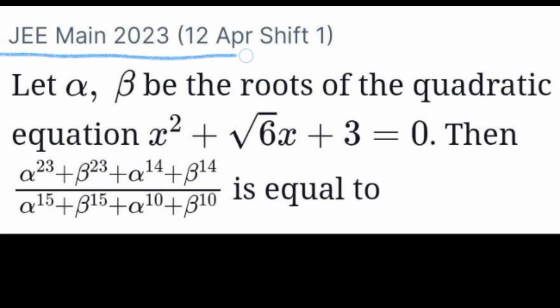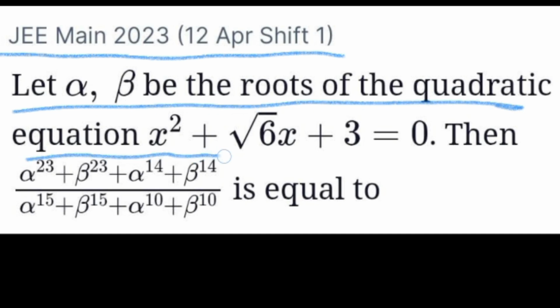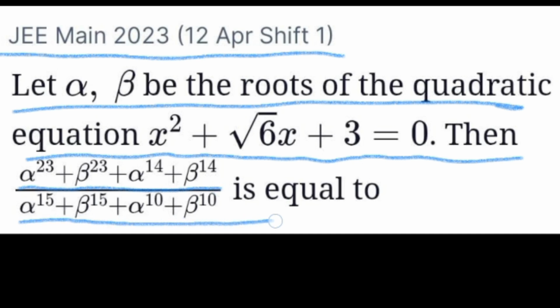JEE Mains 2023. So one bit, let alpha, beta be the roots of the quadratic equation x square plus root 6x plus 3 is equal to 0. Then alpha power 23 plus beta power 23 plus alpha power 14 plus beta power 14 by alpha power 15 plus beta power 15 plus alpha power 10 plus beta power 10 equals to. So find the value of alpha power 23 plus beta power 23 plus alpha power 14 plus beta power 14 by alpha power 15 plus beta power 15 plus alpha power 10 plus beta power 10.